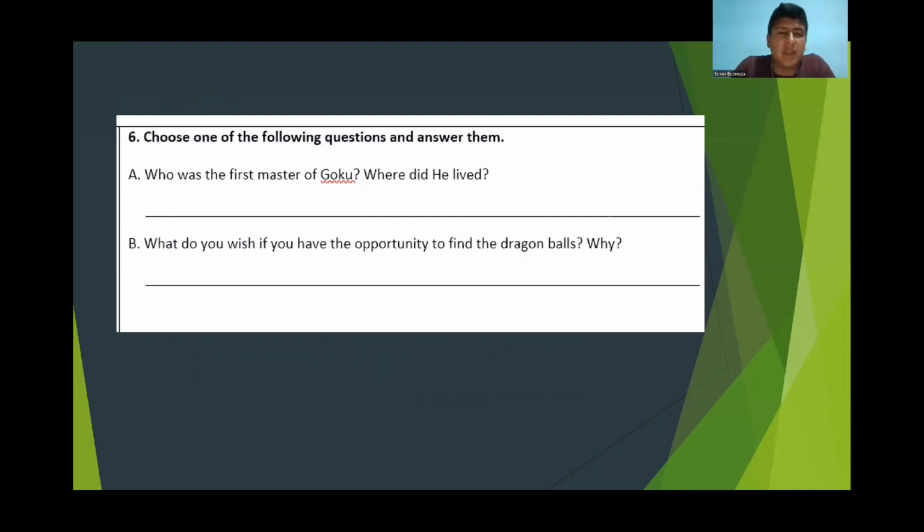As you can see in my question number 6, choose one of the following questions and answer them. I think it's well explained. The student has to choose one of the 2 questions, and of course the student has to develop and write an answer.